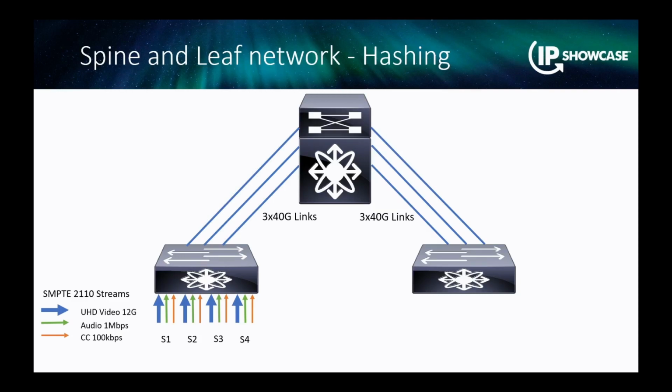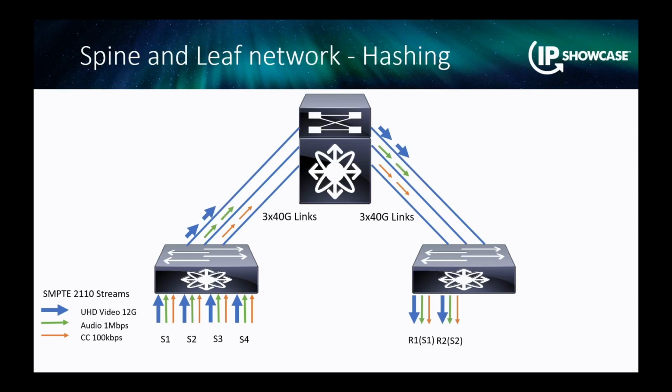But let's see what happens when hashing doesn't do the work very well. We have receiver 1 receiving a group from source 1. The receiver signals, hey, I need to receive this traffic. The traffic is stitched or provisioned through the network. Leaf 1 uses the leftmost link to send that traffic, and then the spine communicating to leaf 2 uses the rightmost link to forward that traffic. So we have 12 gig of traffic, 1 megabit, and then 100 kilobytes per link.